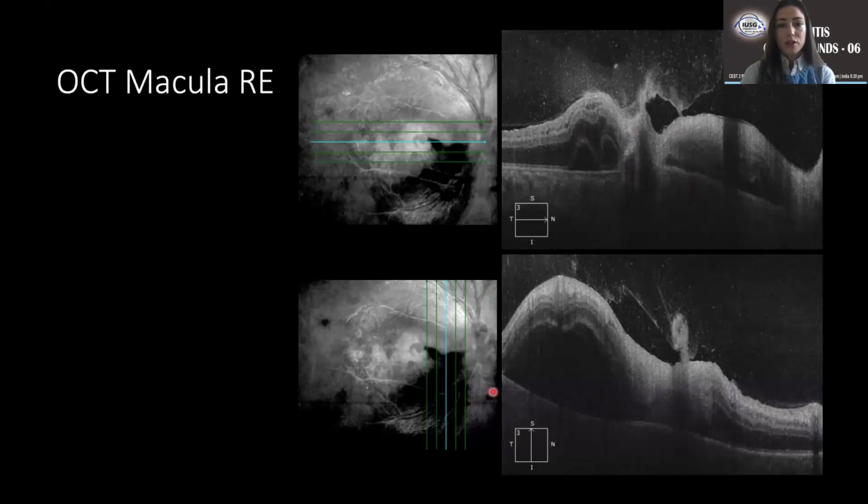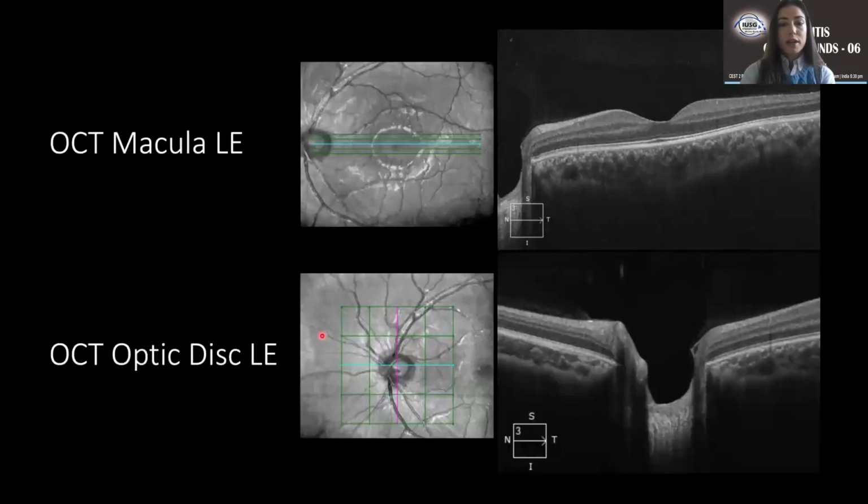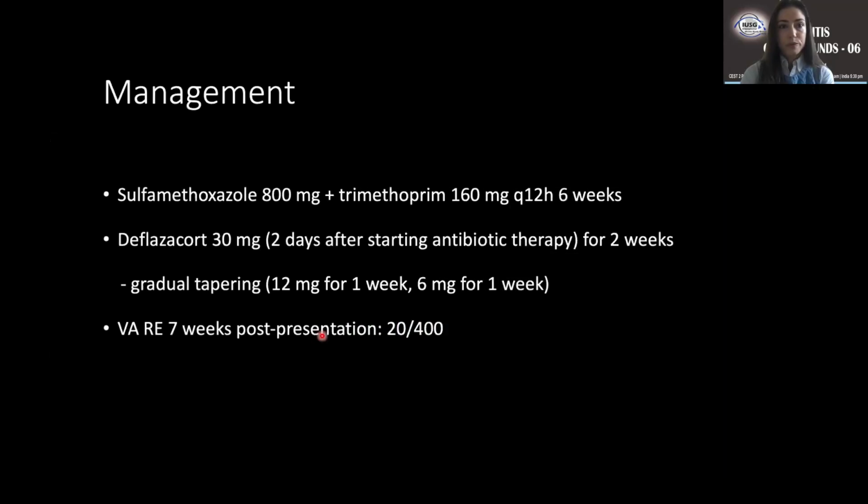And in the vertical section, we can see this preretinal deposit with thickened hyaloid and an extensive area of subretinal fluid. The OCT of the optic disc showed, again, hyperreflective dots in the vitreous with a preretinal deposit, hyaloid thickening, and we see an absent excavation of the optic disc, likely a reactive papillitis. The OCT of the left eye was unremarkable.